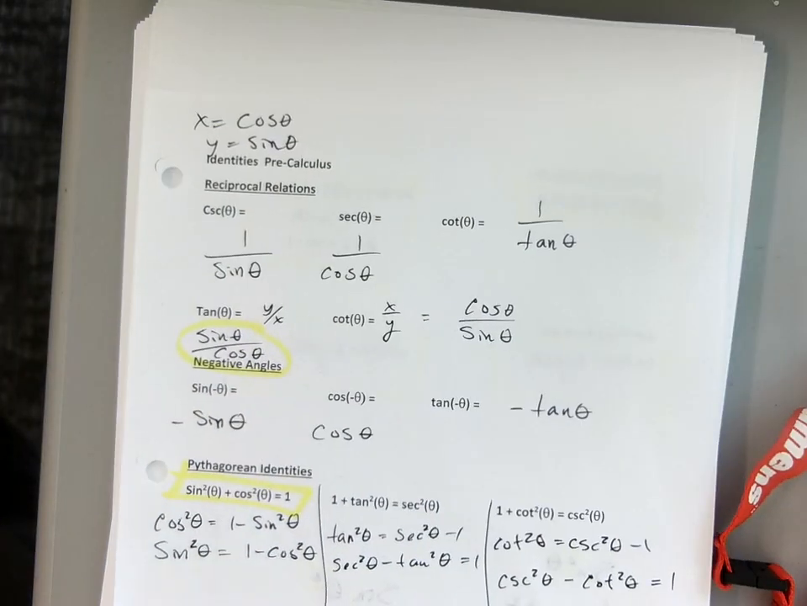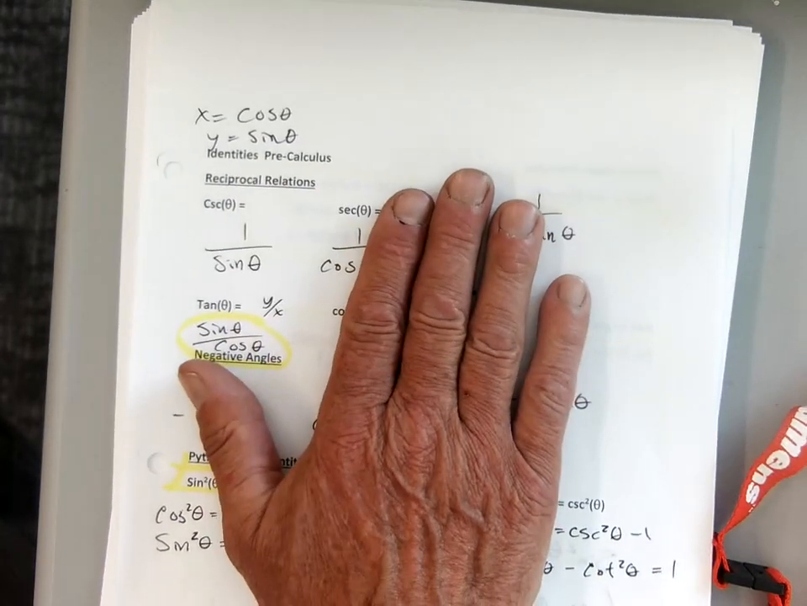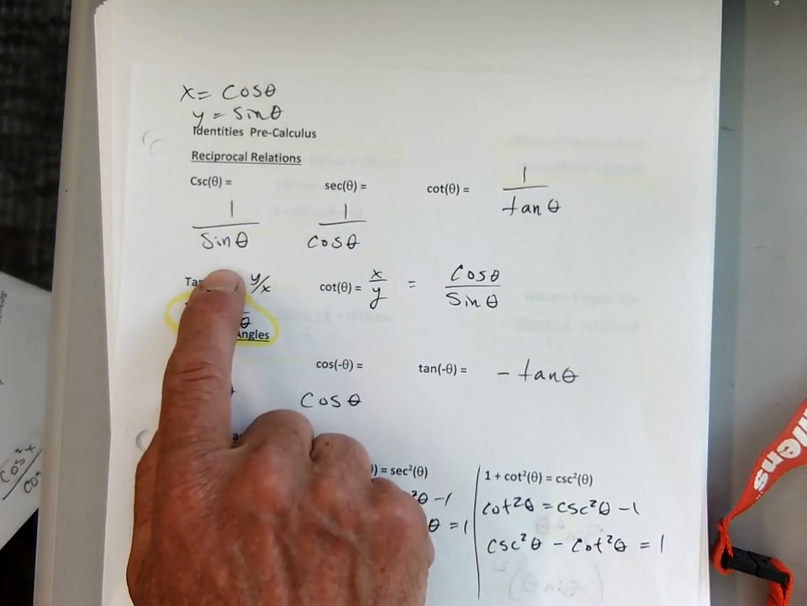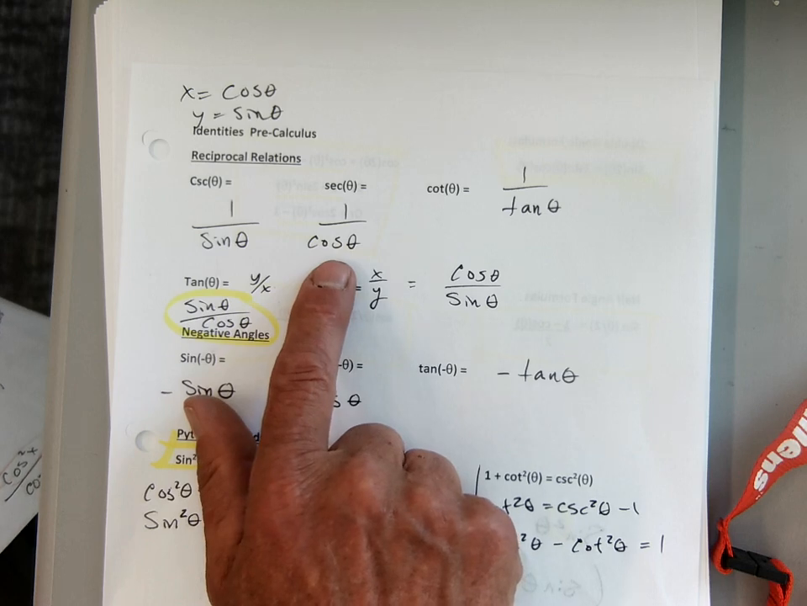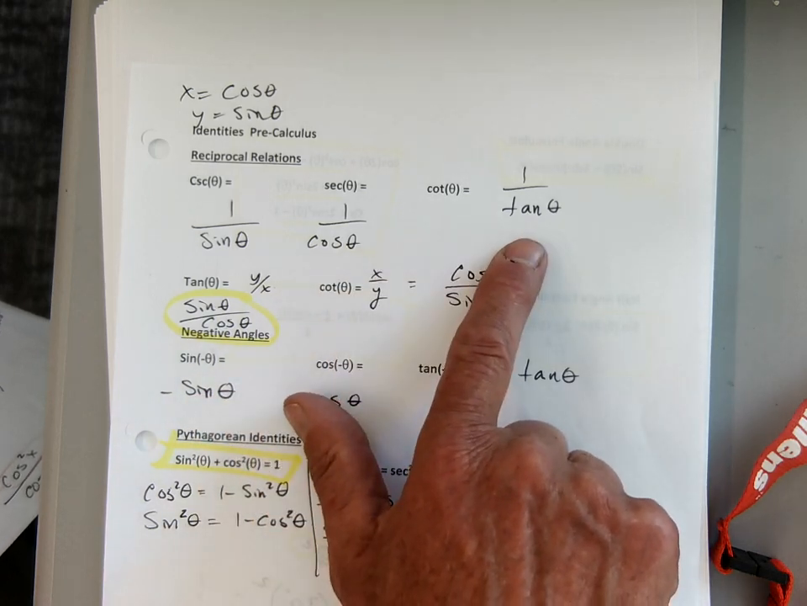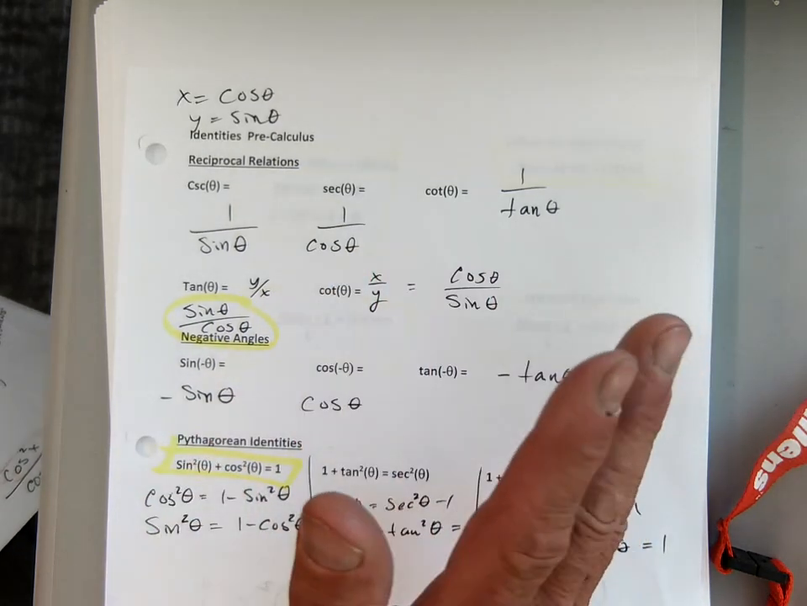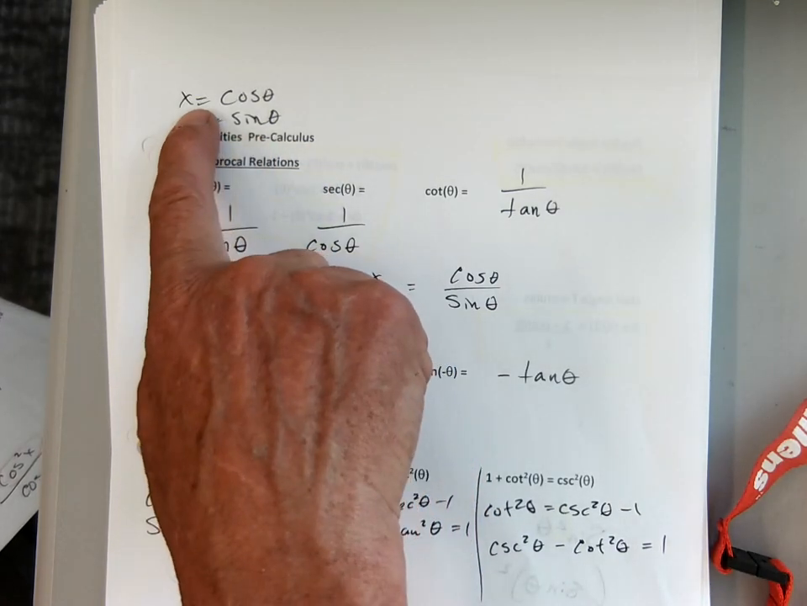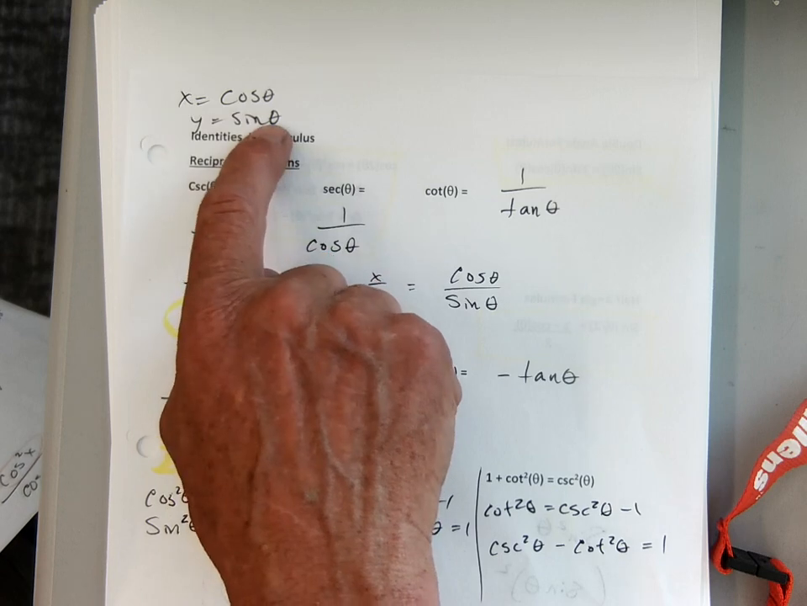Okay, so how do we get all these? Well, we need some identities. Some of these identities we already know. Here's our identity sheet. If you don't have this, please get this from me. We know cosecant is 1 over sine, secant is 1 over cosine, cotangent is 1 over tangent. We also know that tangent is y over x, and on our unit circle, cosine is the x value and sine is the y value.